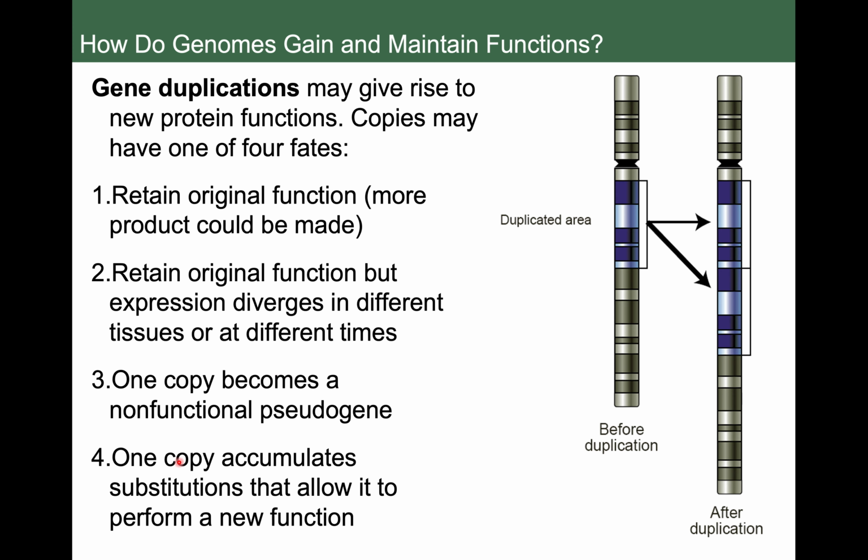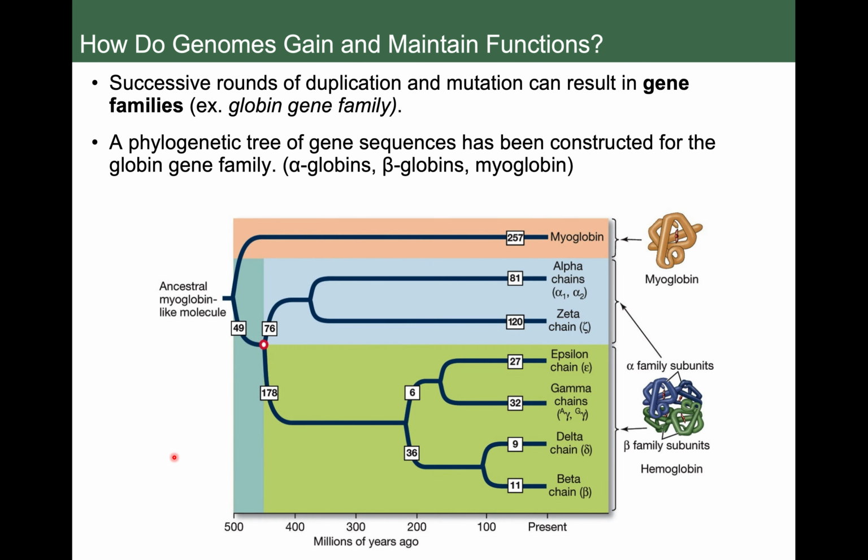And then the last possibility is that one of the two copies accumulates some mutations, some substitutions that actually give it a new function. So now we've got something new and unique happening, biologically speaking. And anytime there's a gene duplication event, any one of these four things could potentially happen. It just depends on really random chance in terms of how it plays out.